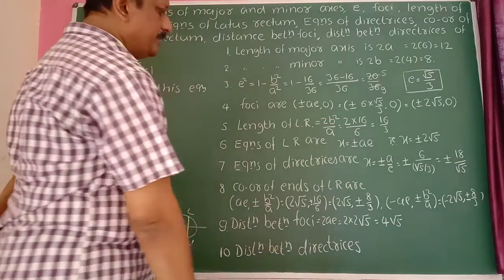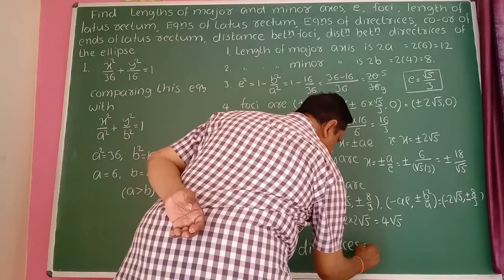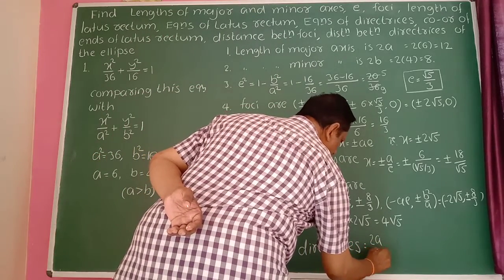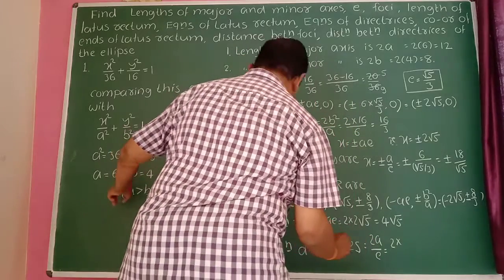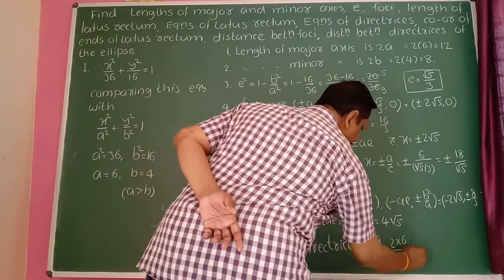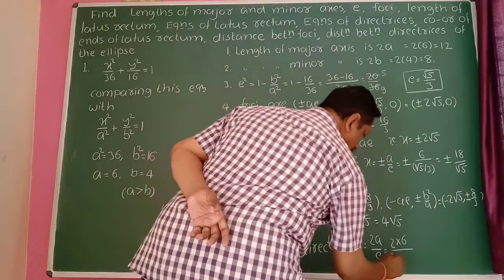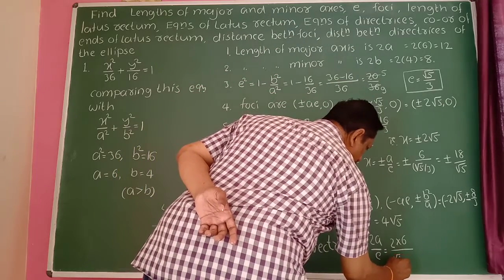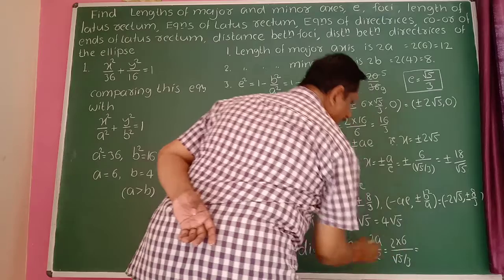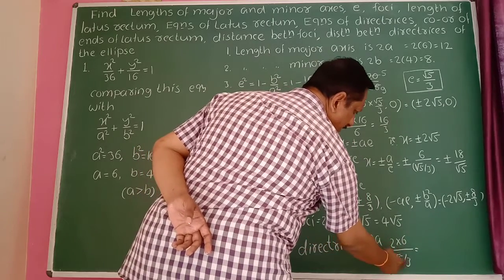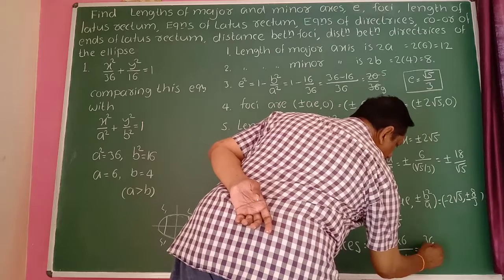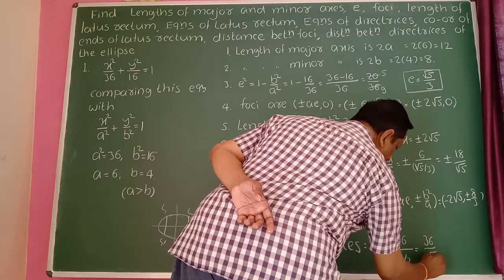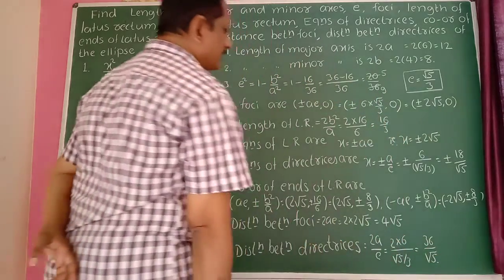And the distance between the directrices is 2a divided by e. Then 2 into the a value of 6, divided by the e value, root 5 by 3. This 3 goes to the numerator. 6 3s are 18, 18 2s are 36. So 36 divided by root 5.